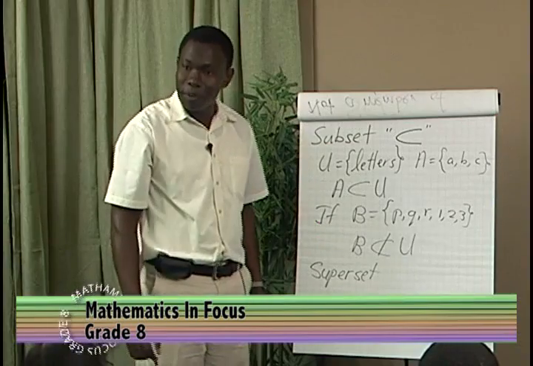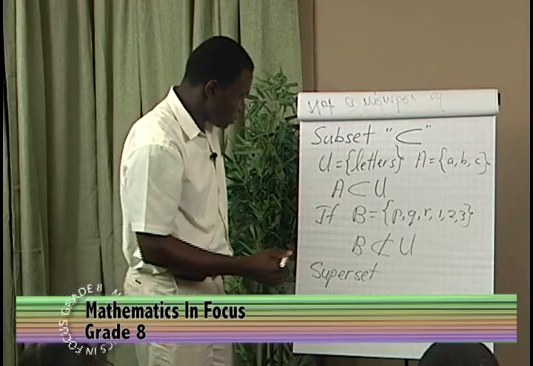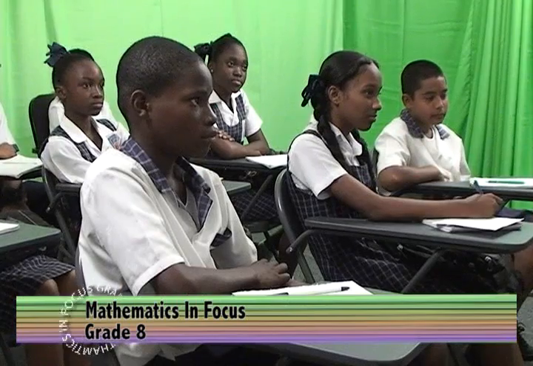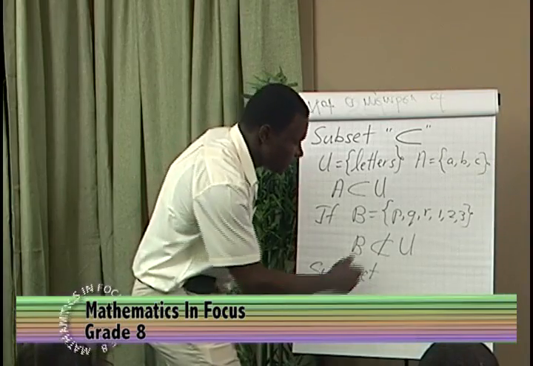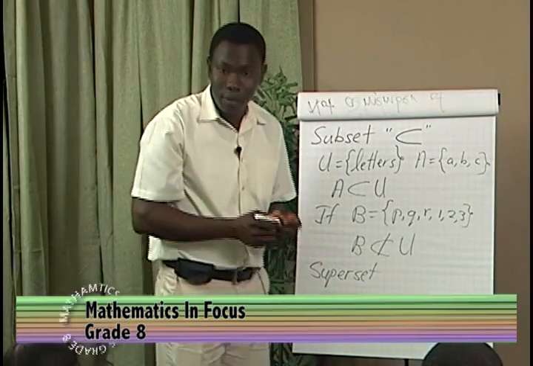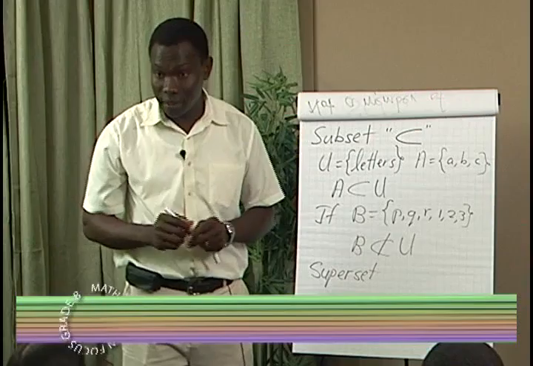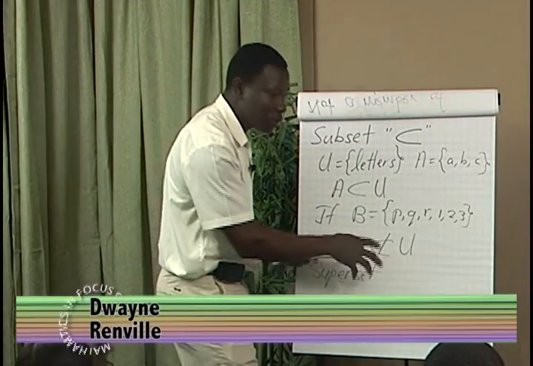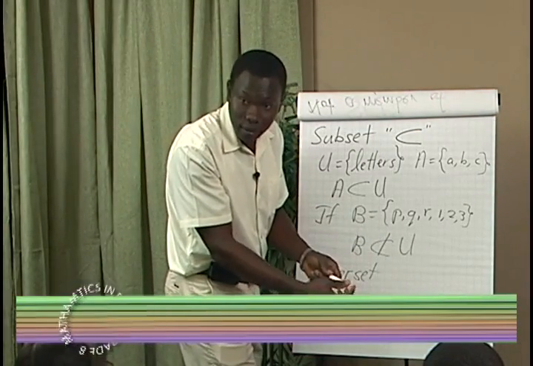Superset. Yes, sir. So you know about this? All right, good. So at least we learned some sets in grade 7. So we have the superset. Now, the superset is not necessarily the universal set, right? The superset could be some other set which contains a subset, all right?